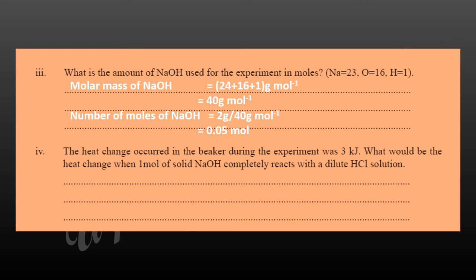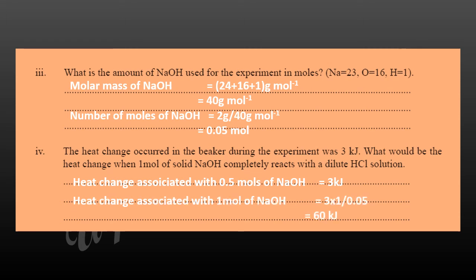Part 4. The heat change occurred in the beaker during the experiment was 3 kilojoules. What would be the heat change when 1 mole of solid sodium hydroxide completely reacts with a dilute HCl solution? Heat change associated with 0.05 moles of sodium hydroxide is 3 kilojoules. So heat change associated with 1 mole of sodium hydroxide equals 3 upon 0.05. That is 60 kilojoules.